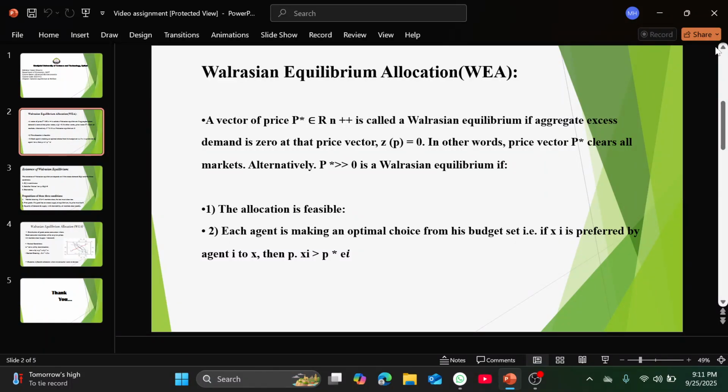And condition 2 is each agent is making an optimal choice from his budget set. If xi is preferred by agent i, then P xi is greater than P star xi.